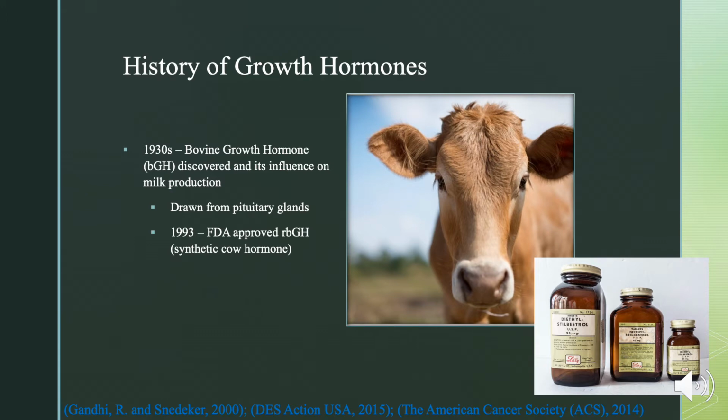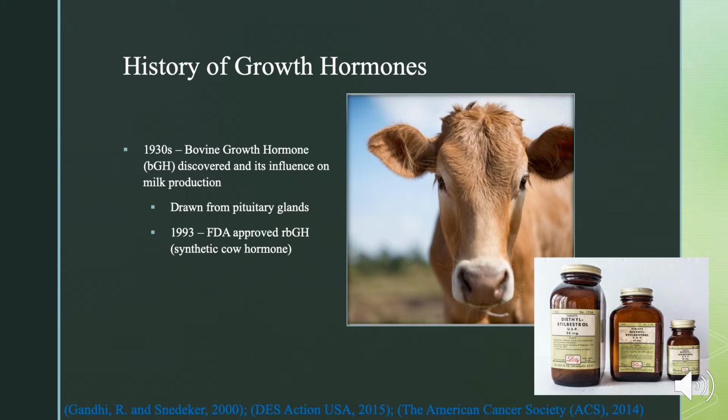Like penicillin, it took a while for people to learn how to produce it synthetically, but once they did in the 1980s, the Food and Drug Administration, or the FDA, approved it in 1993 as stated in Dr. Gandhi's article. They called this rBGH, or recombinant bovine growth hormone, to explain that it's synthetic, or man-made.